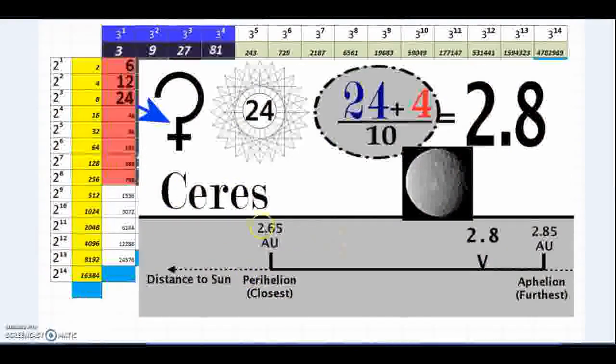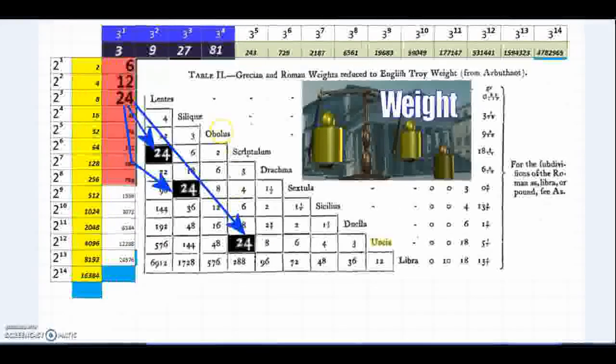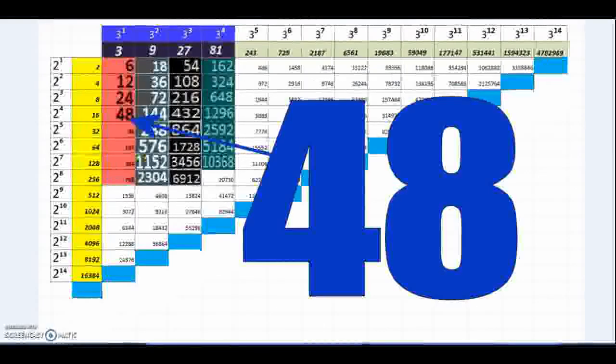Now, interesting, Bode's law, at the time when it was brought up, the asteroid belt series was not known. It predicted not only that the series would be there, it predicted where it would be. And that's one of the powers of Bode's law. Weights and measures, 24 again. And 48's the next one.